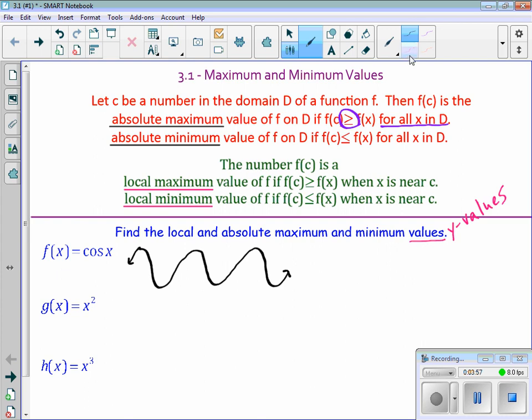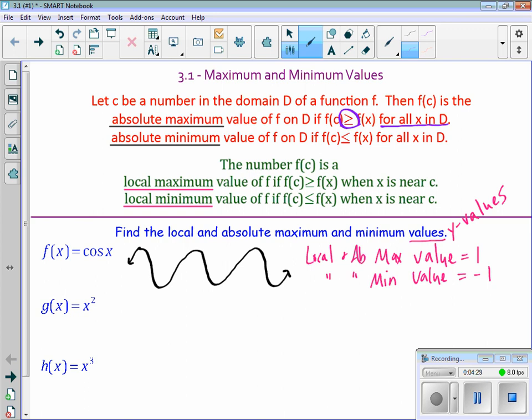So here it's asking for the local and absolute max and min values. So let's say here, local and absolute max value is equal to +1. And the local and absolute, don't use those on the AP test, min value would be what? -1, right?